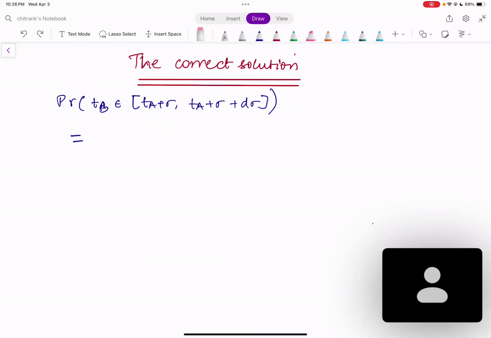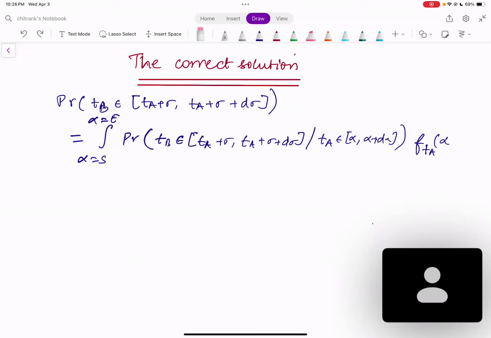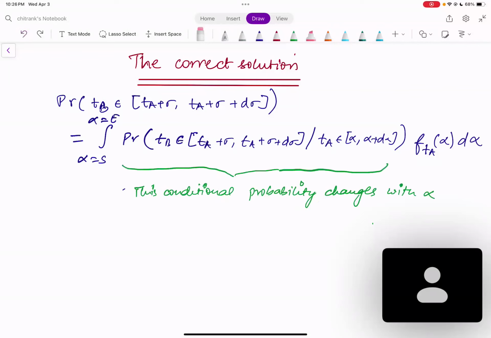So this is the probability that we want to calculate. And as we saw, we'll have to use the marginalization trick. And in the marginalization trick, we have to use integration instead of summation, because we are dealing with TA, which is a continuous random variable, right? So this is the formula in front of you. Now, an interesting thing to note over here is that this conditional probability is actually not uniform, okay? It's not the same for every alpha. It changes with alpha, okay?